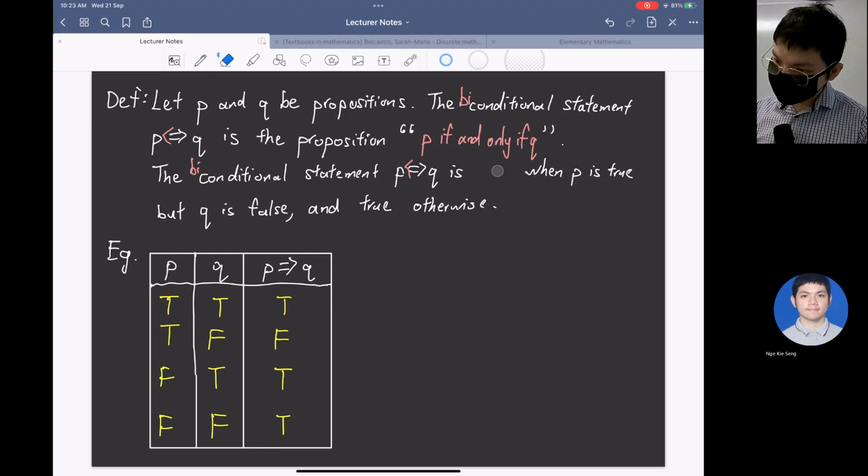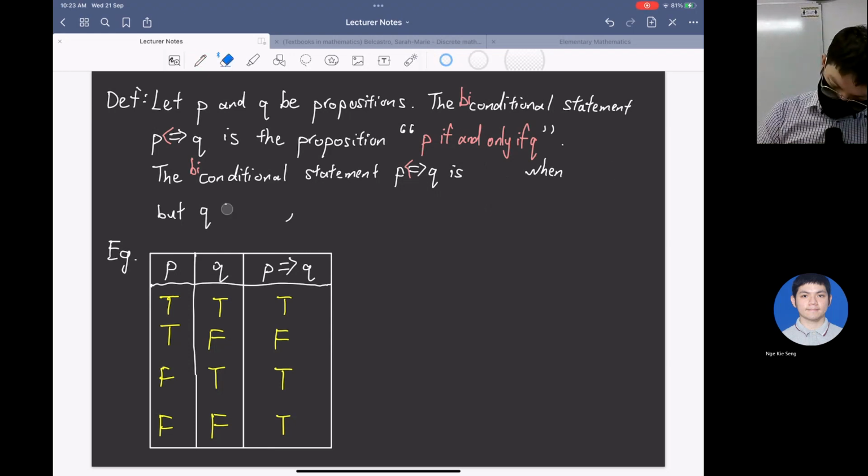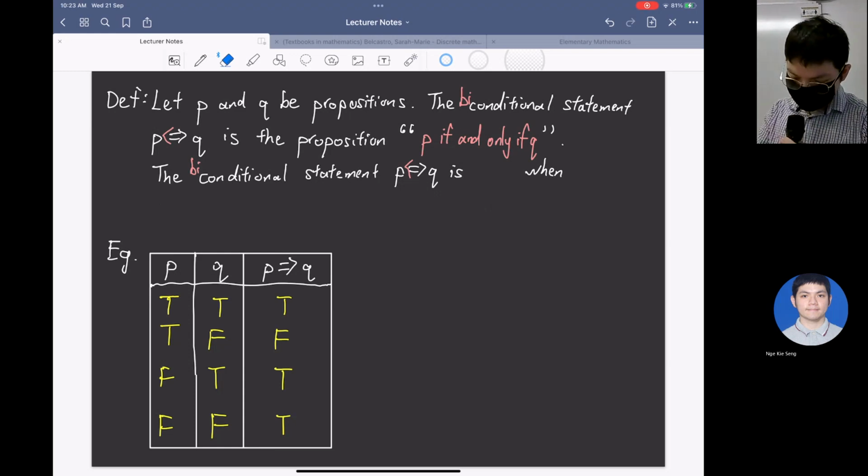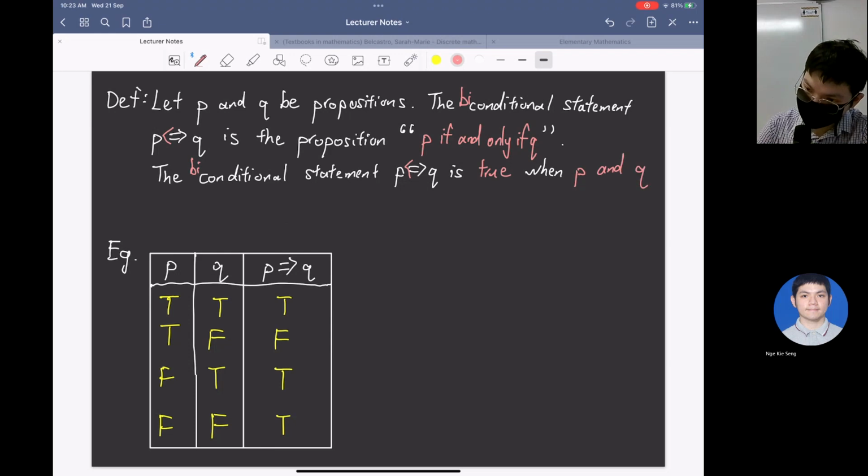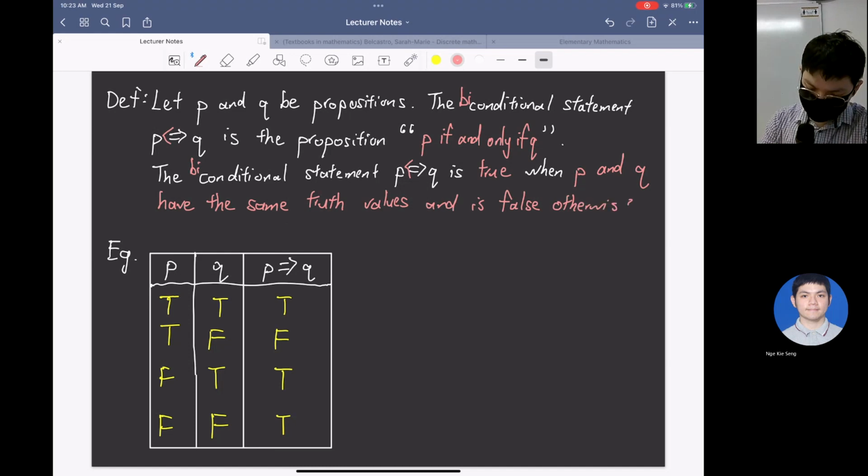So when is it true? The truth value for this biconditional statement, P if and only if Q, is true when P and Q have the same truth value, and is false otherwise. So true P and true Q: P if and only if Q is true. True P and false Q: false. False P and true Q: false. False P and false Q: true.